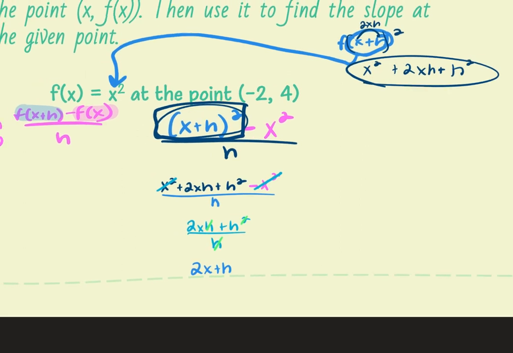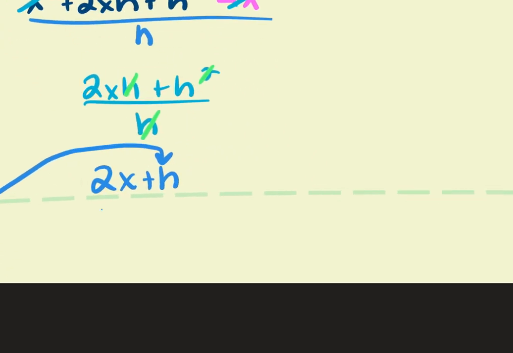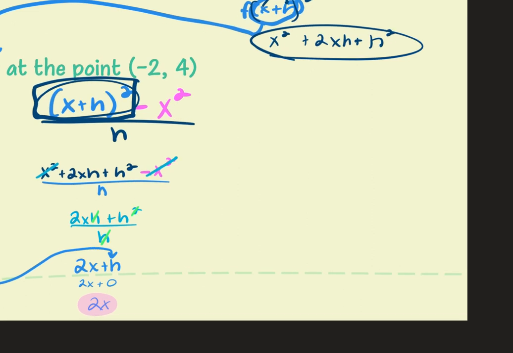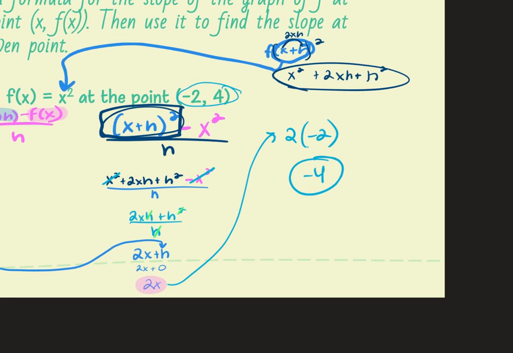So I get 2x plus h, and I want to find the limit using direct substitution of h as it approaches 0. So I'd get 2x plus 0, or 2x. And that is the equation that we're going to use to find the slope. This time we're finding the slope at the given point, which is negative 2, 4. So I'm going to take this equation and plug negative 2 in for the x, and I get negative 4.